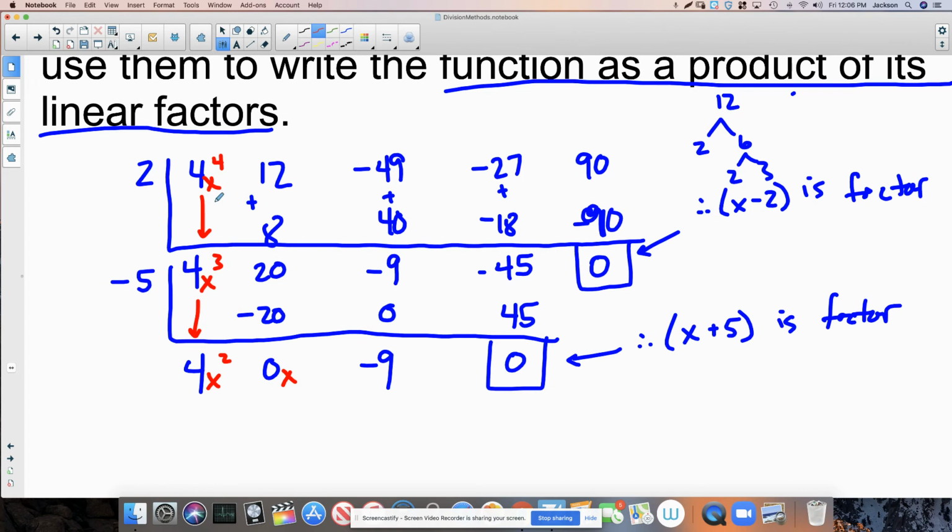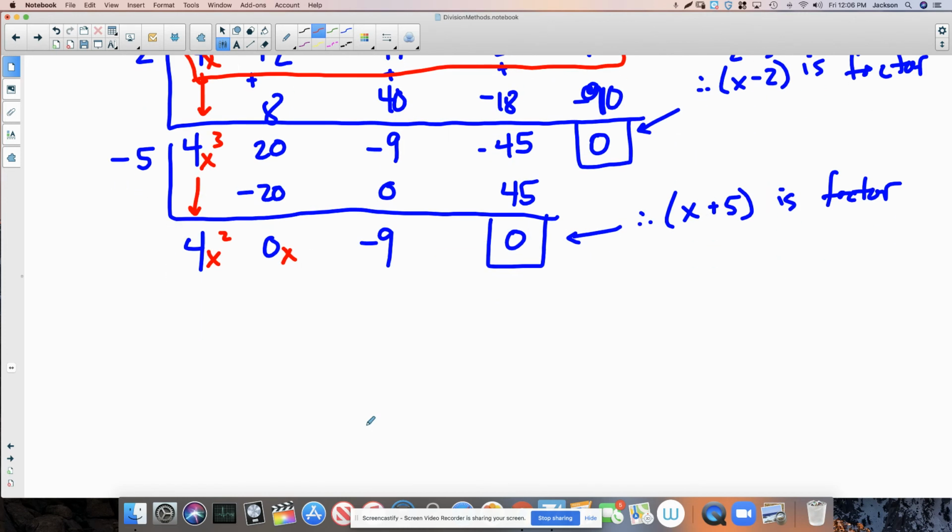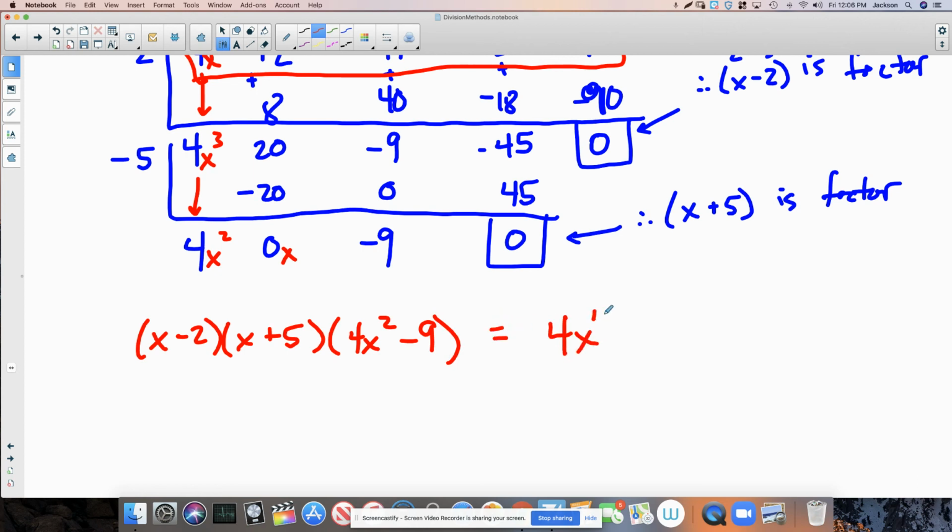So we divided this monstrosity of a polynomial function from the beginning. We divided it by the 2 that was a 0, and we got this. Then we divided it by the -5 for a 0, and we got this. So where we stand right now, we know that x minus 2 and x plus 5 are factors. And the remaining factor that we have here is 4x squared minus 9.